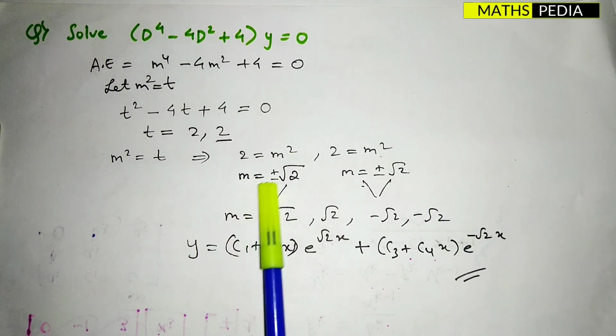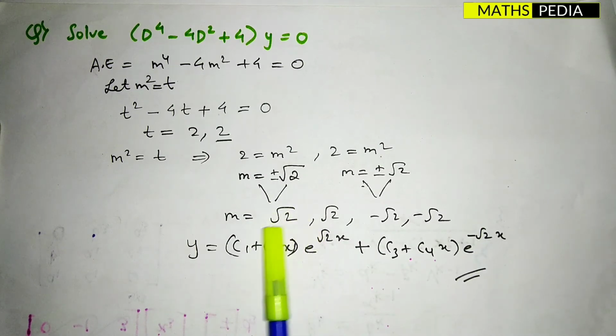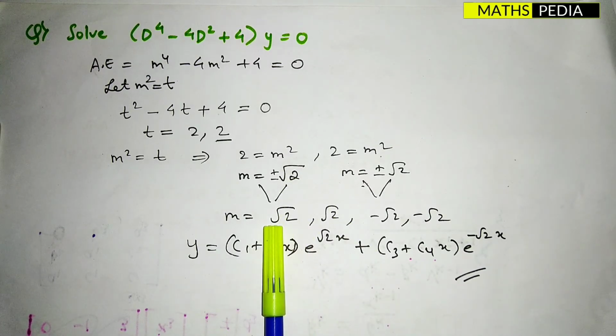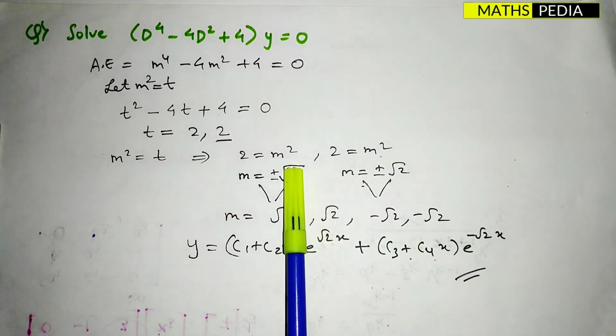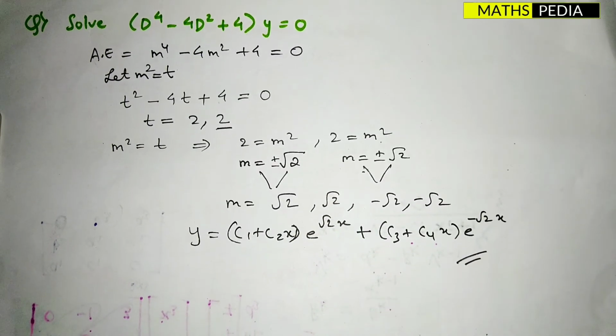Now m square is equal to 2, that means what is m? m will be under root of 2. That will be what? Plus or minus, you have to remember. This can be plus root 2 or minus root 2 also. Now here you have taken plus root 2, from here also plus root 2, then minus root 2, minus root 2. So we have got the 4 roots.